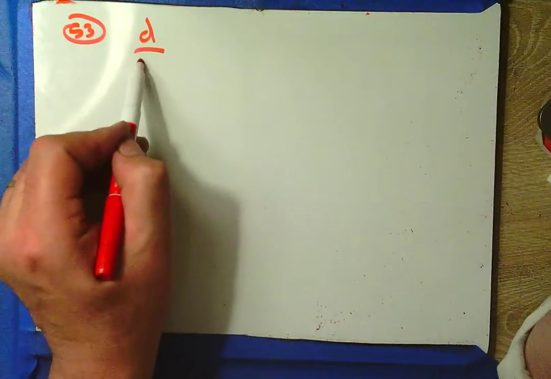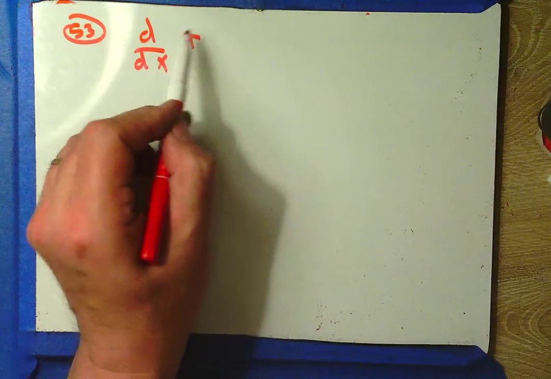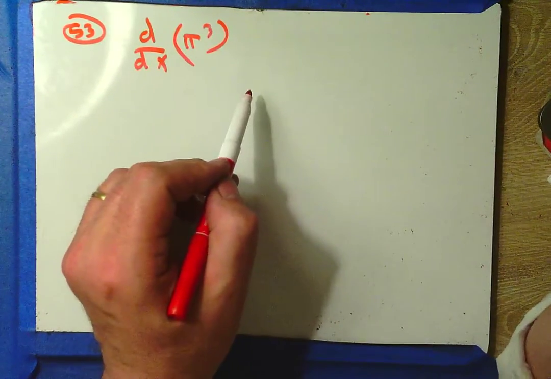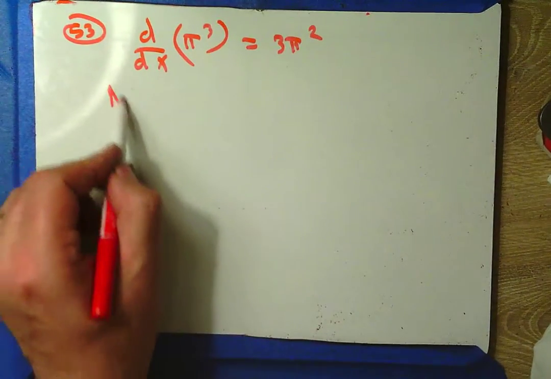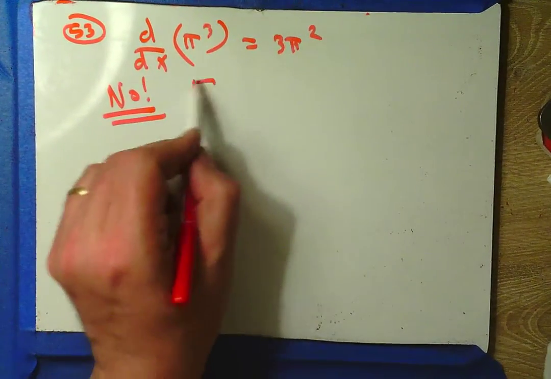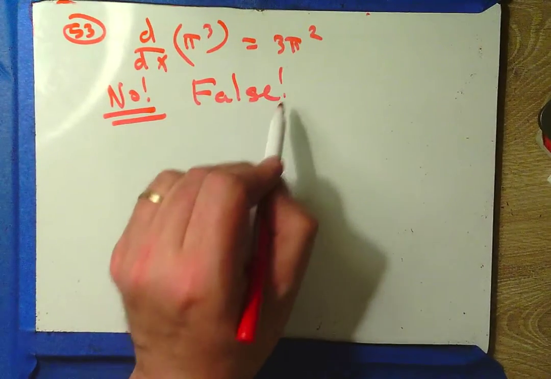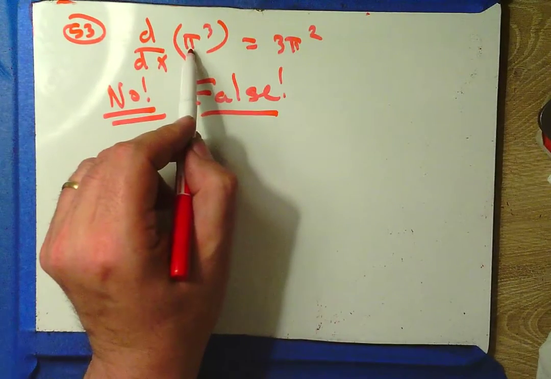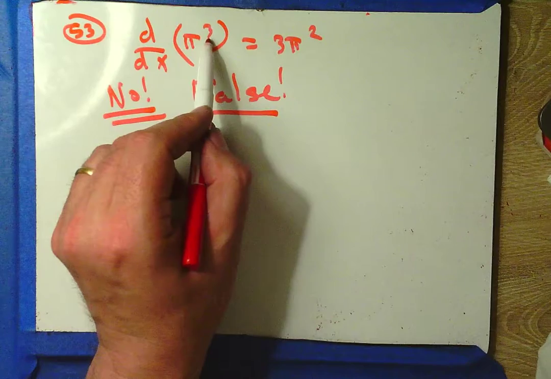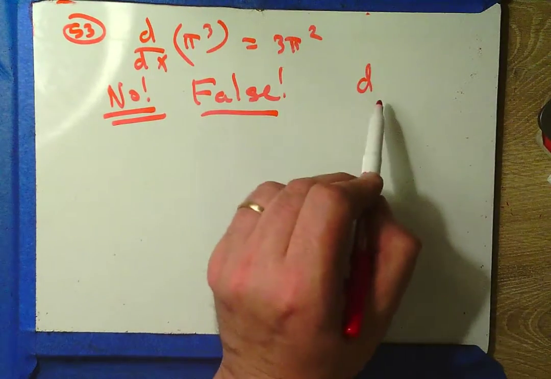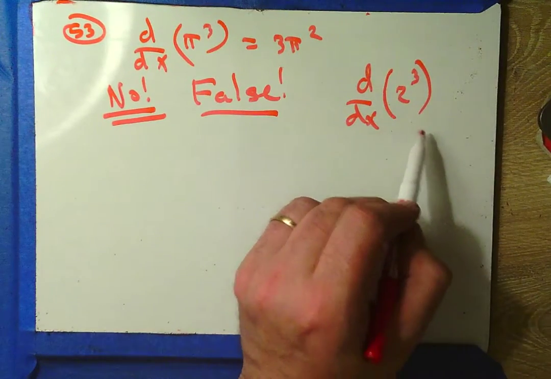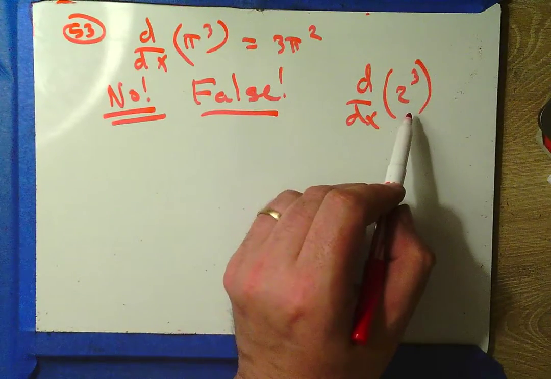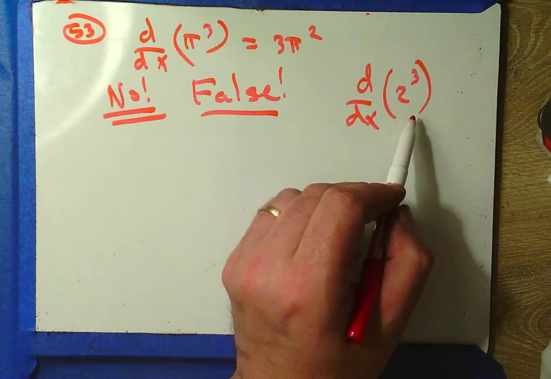53 says, true or false, the derivative with respect to x of pi to the third equals 3 pi squared. No. False. Pi is a constant. This is a constant raised to a power. That's like saying, hey, what's the derivative of 2 to the third? Well, the derivative of 8 is 0. The derivative of any constant is 0.